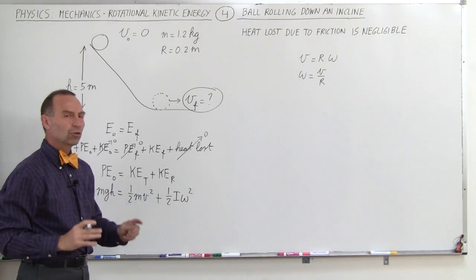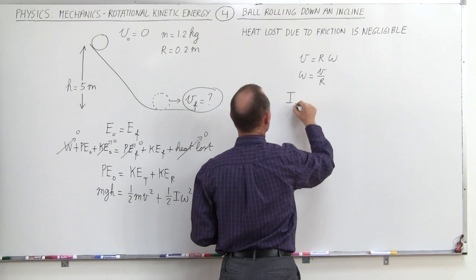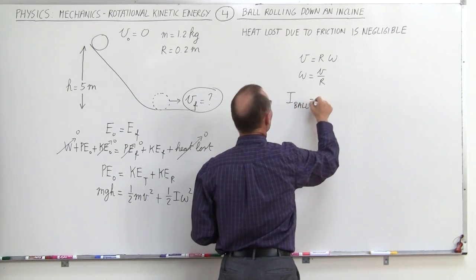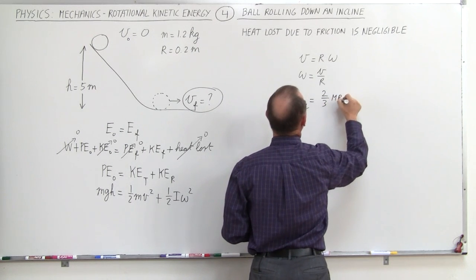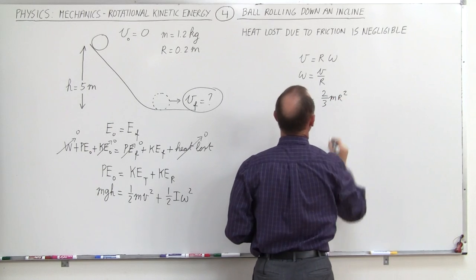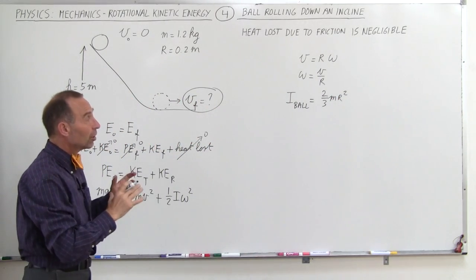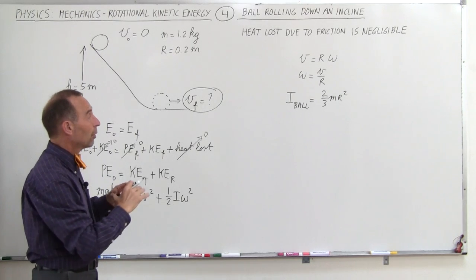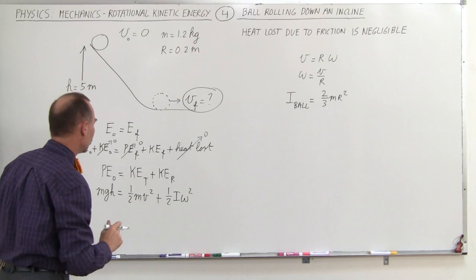What about the moment of inertia of a hollow ball? The moment of inertia of a hollow ball is equal to 2/3 mr squared. Of course, in this case, we use a small m, so let me put a small m there. So that would be the moment of inertia of a hollow ball. The moment of inertia of a solid ball is 2/5 mr squared, but for a hollow ball, it's 2/3 mr squared. So we have to plug that in there as well.